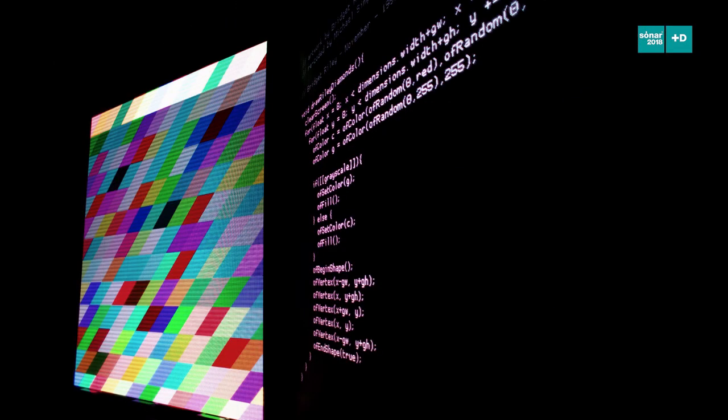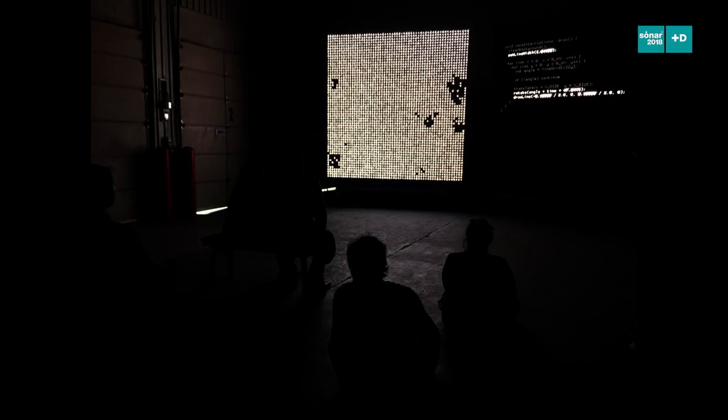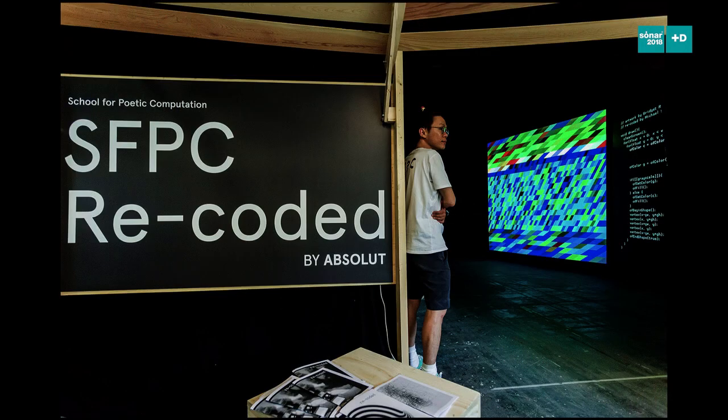And we actually set it up here last year at Sónar+D, so I'm super excited to be back. The idea behind this installation is that there were two screens, and when some line of code on the left side would change, you would see a corresponding change in the visuals. Here we are. This is at Sónar last year.